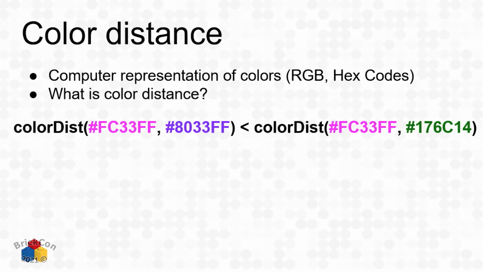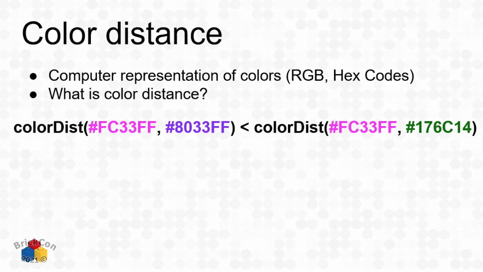So we're talking about software. So how do computers represent color? The most common representation of color in computers is RGB. Hex codes are another way to look at them. They're just a different storage format. And then we get to the concept of color distance. The color distance concept is a really important concept when you get to Lego Mosaics, because this is what we're going to build our algorithms on top of.